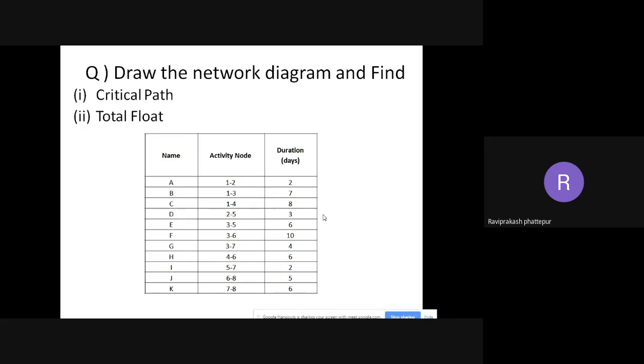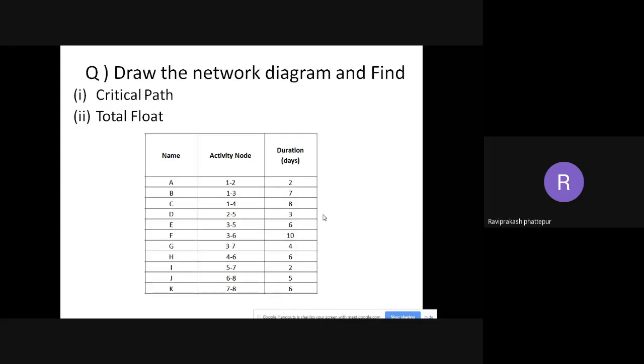Note this down: draw the network diagram and find the critical path and total float. Take down this particular table: name, activity node, and duration given in terms of days. Take it down fast.